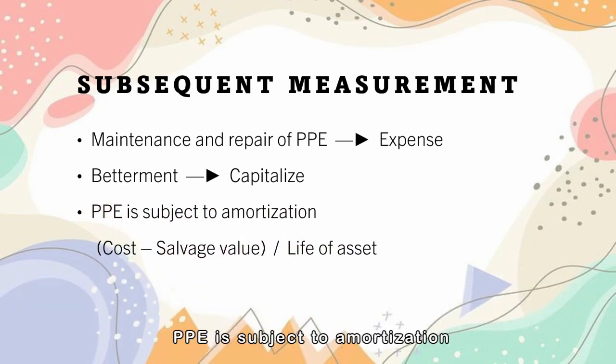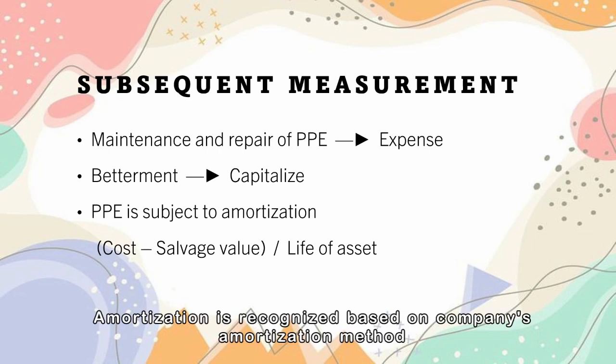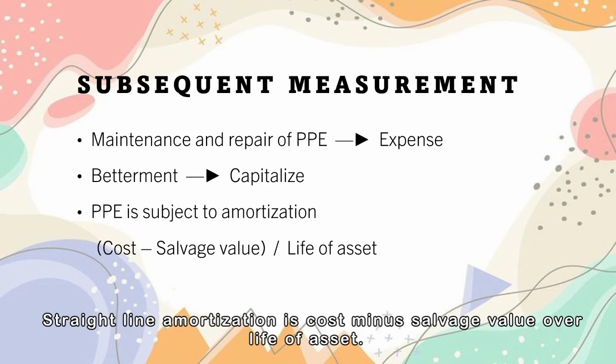PPE is subject to amortization. Amortization is recognized based on company's amortization method. Straight line amortization is cost minus salvage value over life of asset.